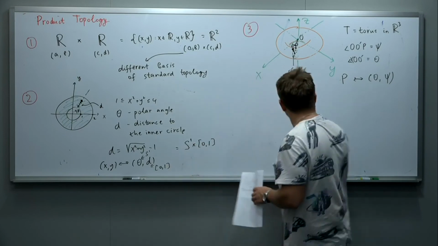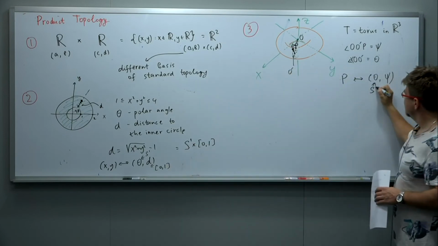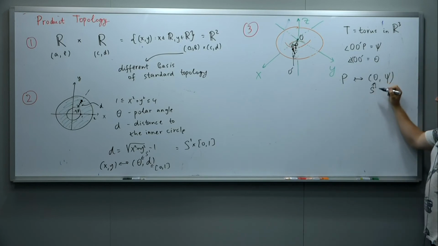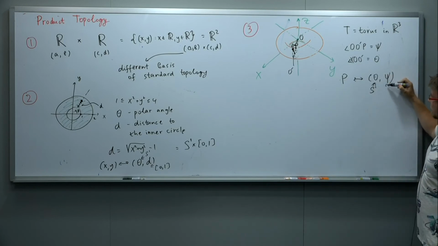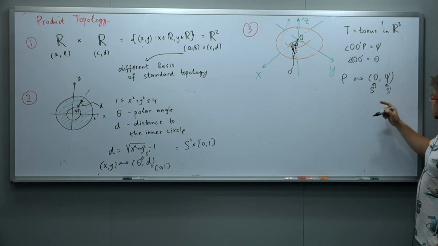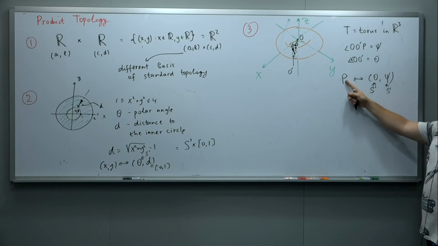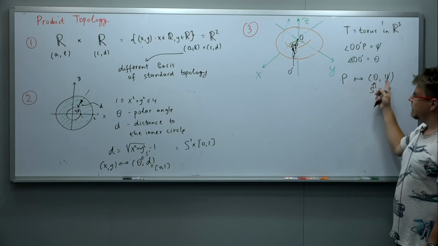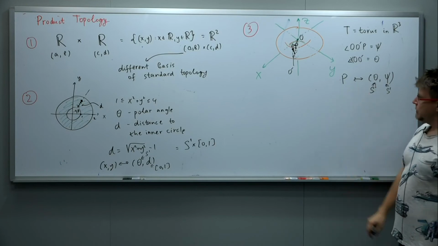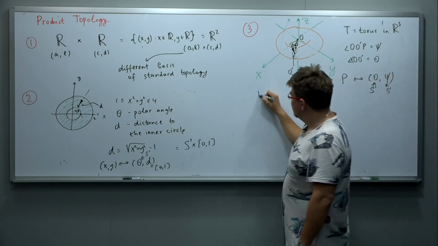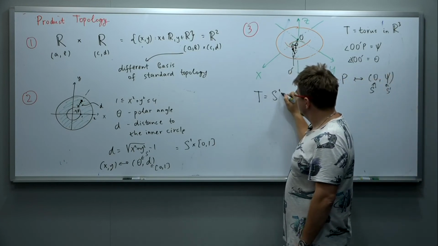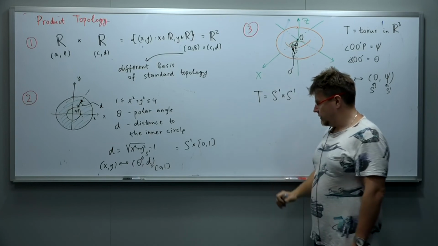So in other words, since an angle is essentially the same thing as a point on the circle S1, it means that a point on a torus is represented by 2 points on the circle. So it means that the torus is the product of two circles.